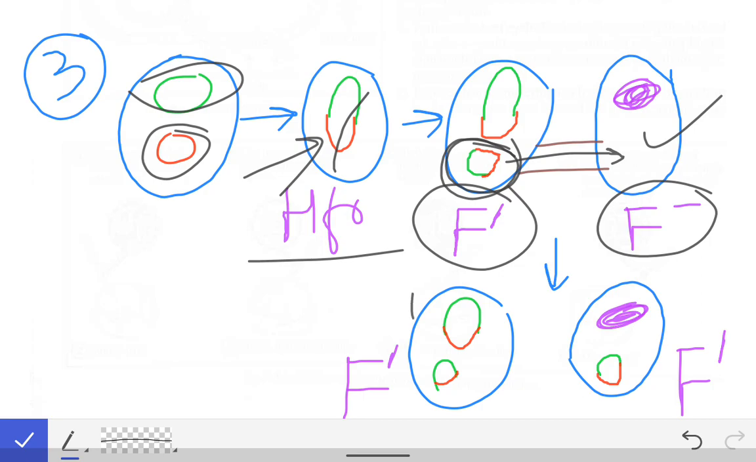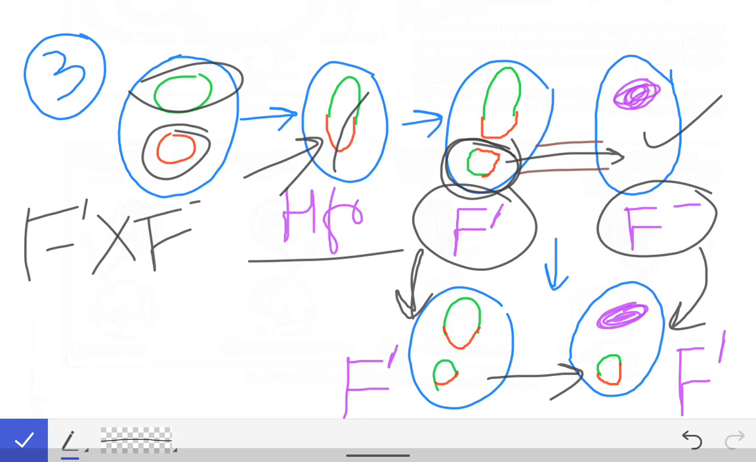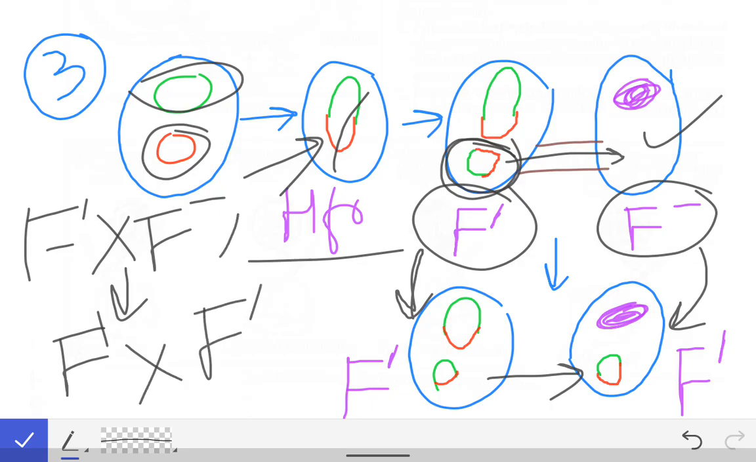This F prime was already there, but this F minus bacteria has become F prime because it has got a copy of the plasmid with the bacterial donor DNA in it also. So here the equation will be that when an F prime bacteria combines with F minus bacteria, then it forms F prime and F prime bacteria.